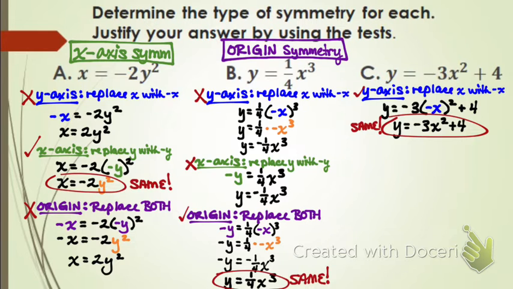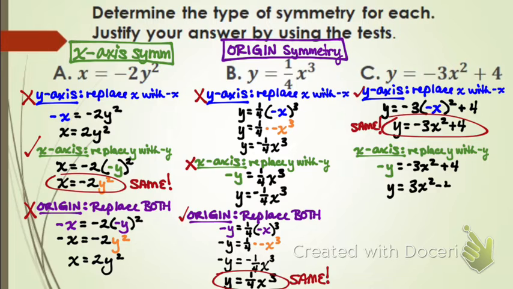I cannot be done, though, because I have to know whether or not it has these other types of symmetry also. So we're going to go through and run our x-axis test. I'm going to replace y with negative y. So I have negative y equals negative 3x squared plus 4. To simplify this, what do I do? Divide everybody by negative 1. So y equals 3x squared minus 4. Is that what we started with? Nope. So we do not have x-axis symmetry.